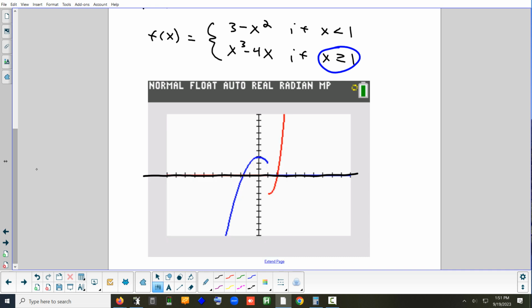The blue one, the 3 minus x squared. When you get to 1 in the blue one, do you include 1 or not include it? You don't include it, on the first one. And what's the symbol for not including something, like when you're doing a number line? Is that the open or the closed circle? Open. So when you get to 1, you don't include it.